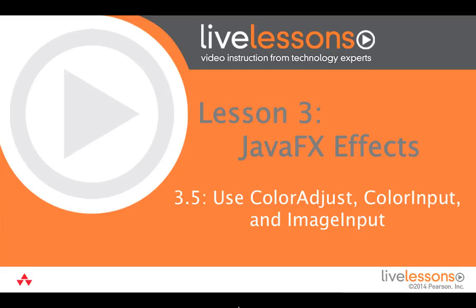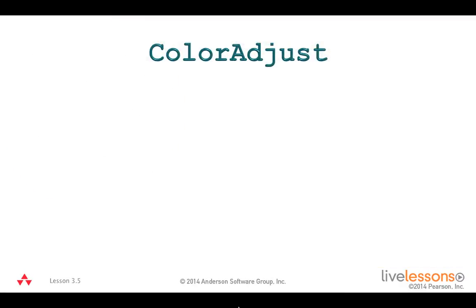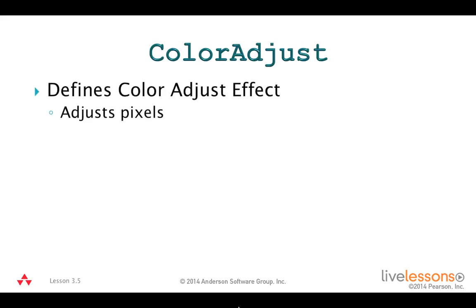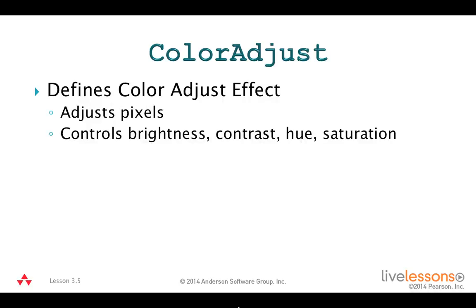This is lesson 3.5. Use ColorAdjust, ColorInput, and ImageInput. Let's begin with the ColorAdjust effect. This effect lets you adjust pixels so that you can control the brightness, contrast, hue, and saturation for a given input. This input can be an image, node, or another effect.